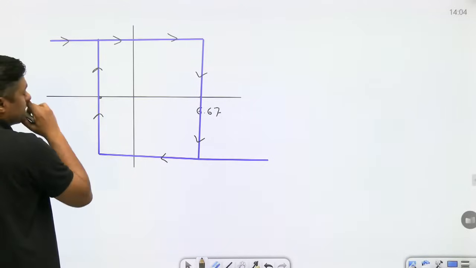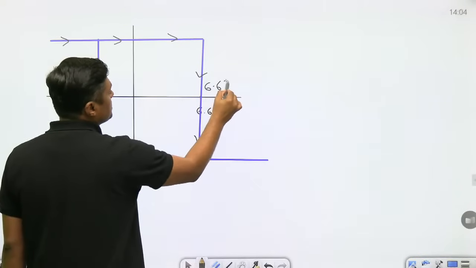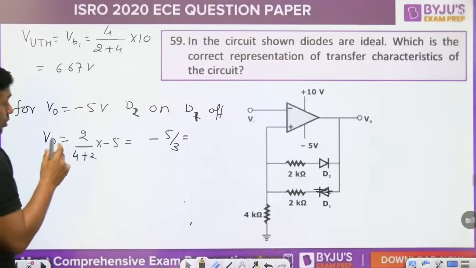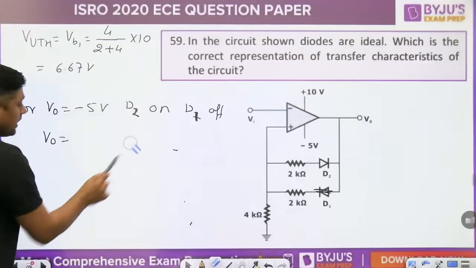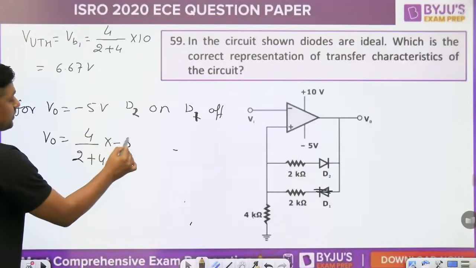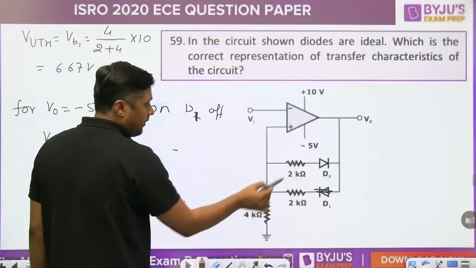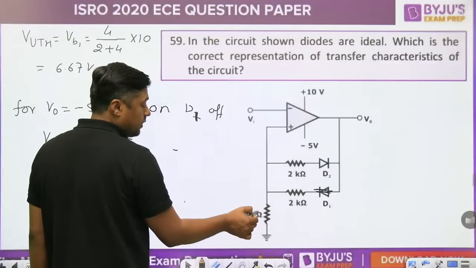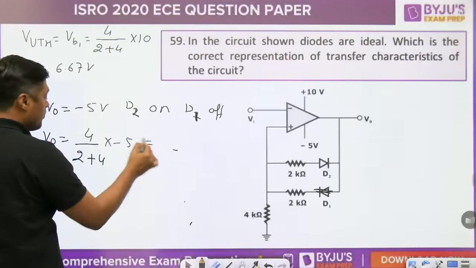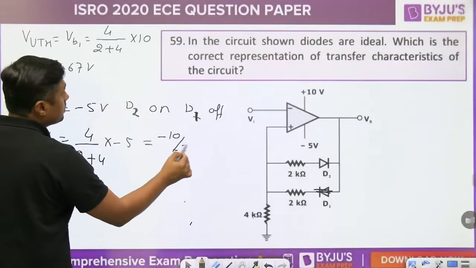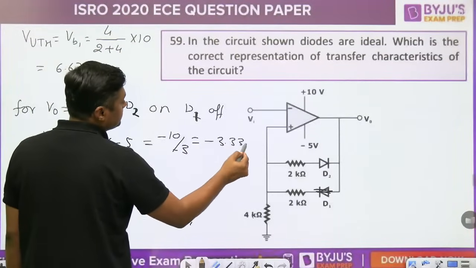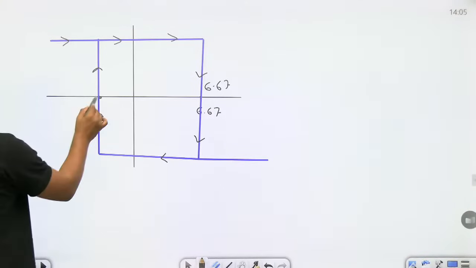I have given a number of sessions on why it is in a clockwise direction. So upper threshold is 6.67, that is 10 by 3, and lower threshold is minus 5 by 3 according to the given data. Oh sorry, this is a mistake, sorry for that. According to the voltage division rule, it is 4 divided by 2 plus 4, into minus 5, because this resistor gives the voltage. Then it will become minus 20 by 6, minus 10 by 3. What is minus 10 by 3? It is nothing but minus 3.33. This is the answer, minus 3.33.